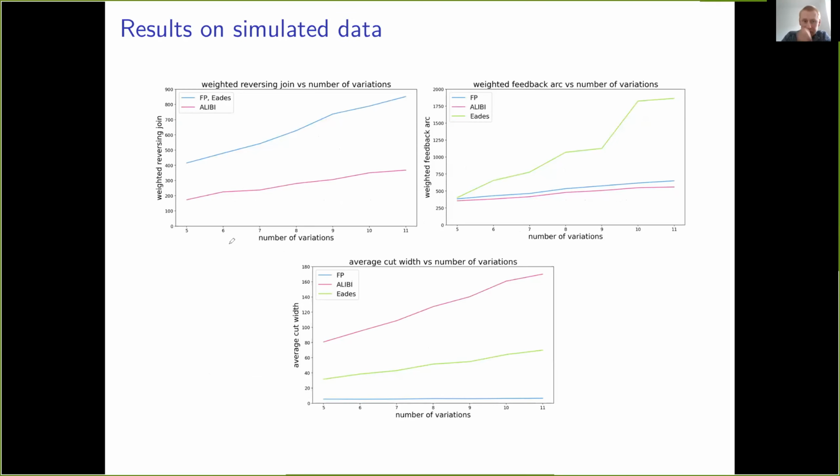And here are the results on the simulated data. As we can see, our algorithm ALIBI performs best in the sense of weighted reversing joins and weighted feedback arcs, while in the sense of average cut width, the best is the flow procedure of Hausler et al.